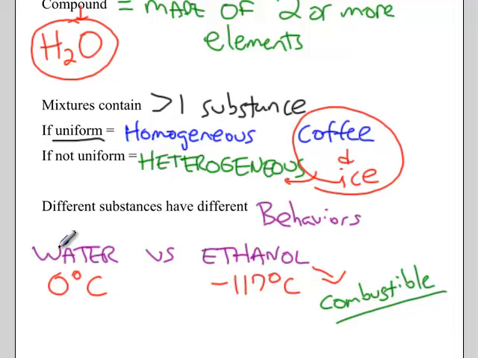So, in addition to comparing two substances to see how they react at different temperatures, a lot of chemistry is focused on how things react together. So this example of combustibility is another way of saying, does this chemical react with oxygen? And ethanol does, and water does not.